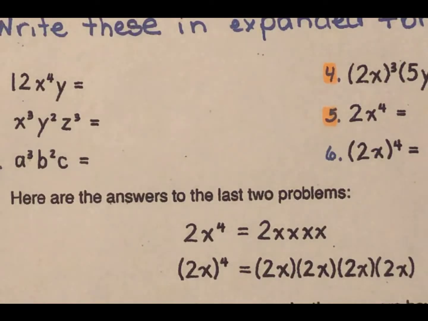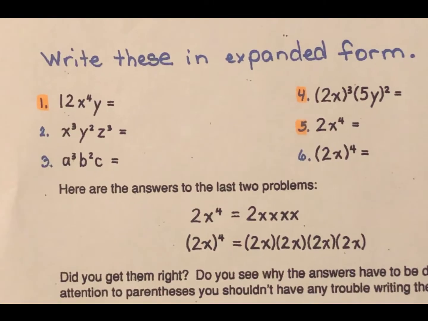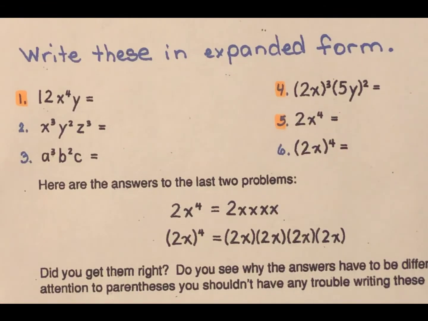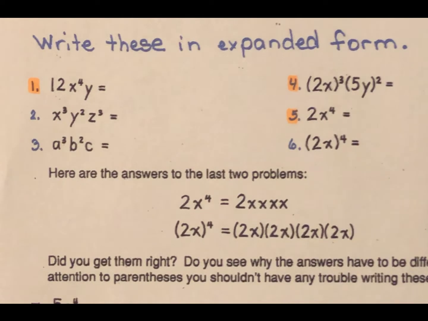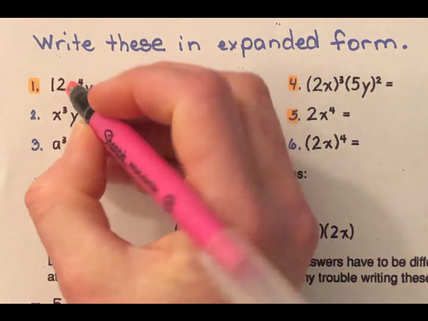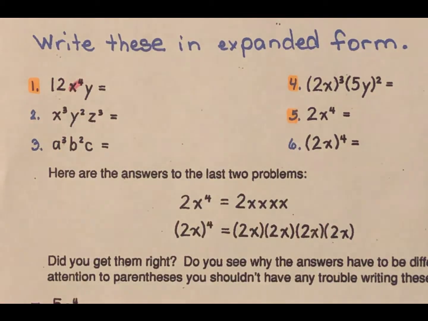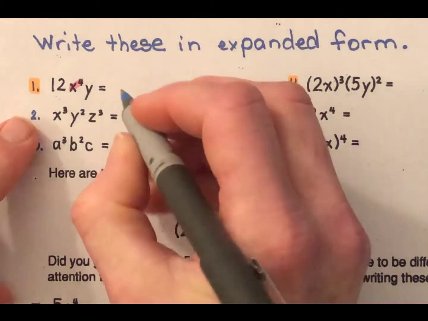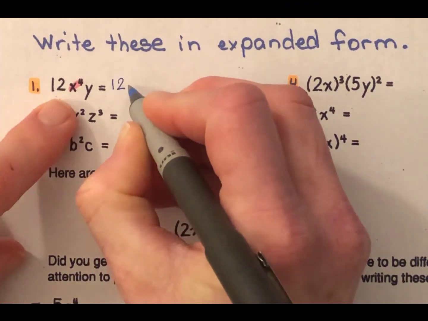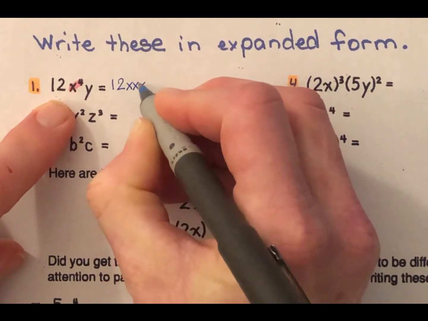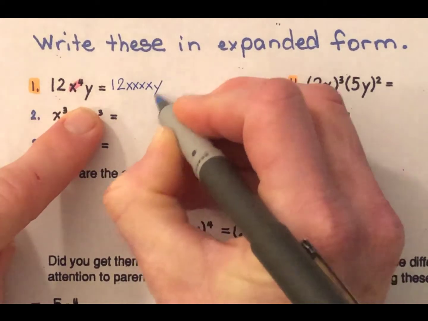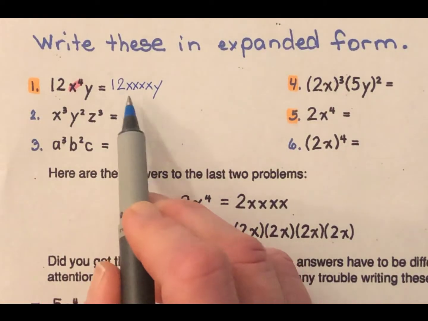Look at the top. You'll do a lot of these with exponents and writing them in expanded form. In fact, there are 11 of them in all. We'll do 3 together, and then you can do the rest on your own. Notice on number 1, you've got the exponent of 4. Remember, that 4 only applies to the x. So when I write this in expanded form, it's 12 times x times x times x times x times y. The only thing that's to the 4th power is the x.